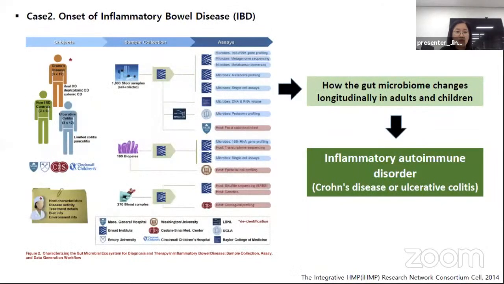Case 2, onset of inflammatory bowel disease, IBD. IBD studies focused on understanding how the gut microbiome changes in adults and children with IBD. IBD is an inflammatory autoimmune disorder that manifests as either Crohn's disease or ulcerative colitis. Through this study, they characterized the gut microbial ecosystem for diagnosis and therapy in inflammatory bowel disease.